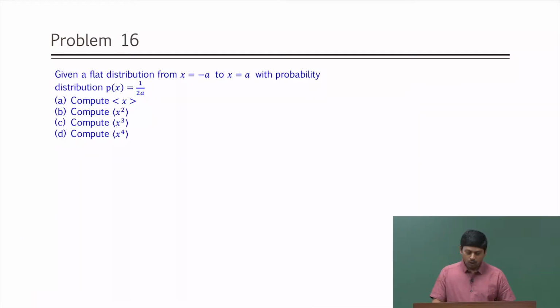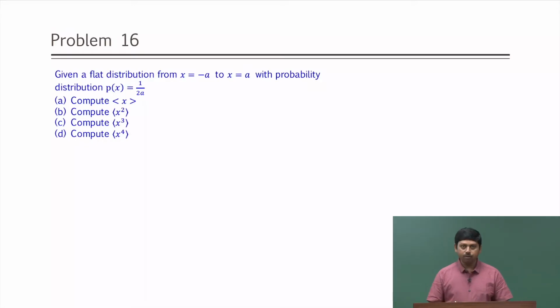Okay, the next problem: given a flat distribution from x equal to minus a to x equal to plus a, with the probability distribution p(x) as 1 by 2a, compute these quantities. These are practice problems for you, since you know that averaging is very important in statistical thermodynamics or molecular thermodynamics. Any observable you obtain is nothing but an average value weighted by their own probabilities.